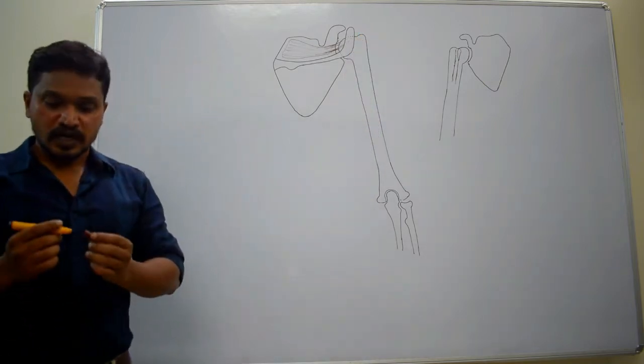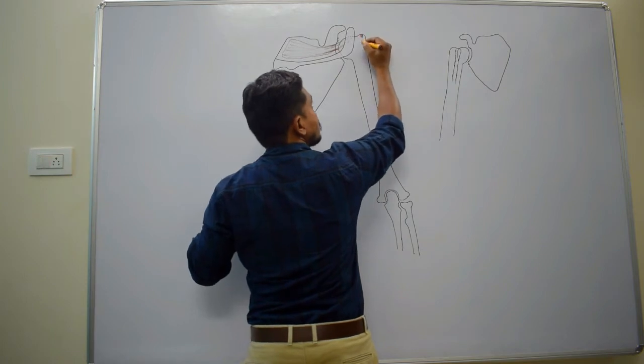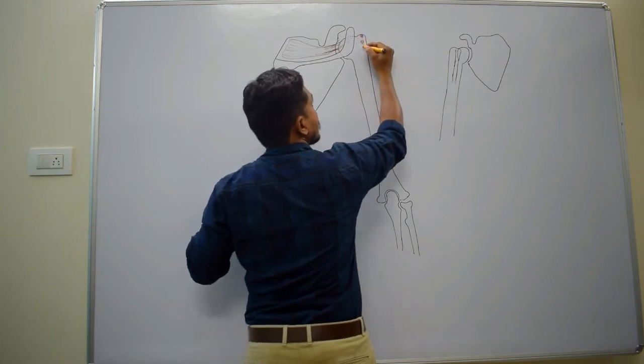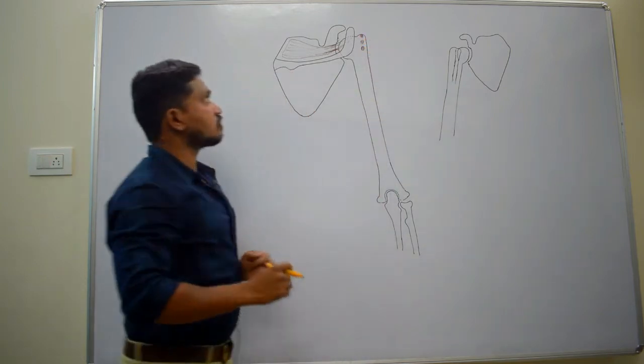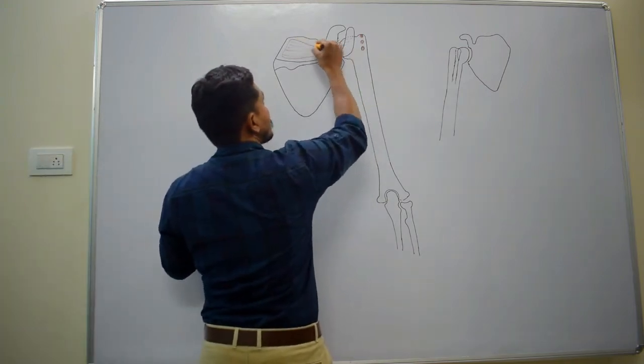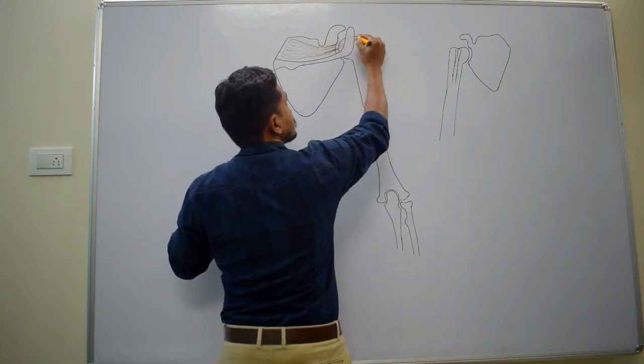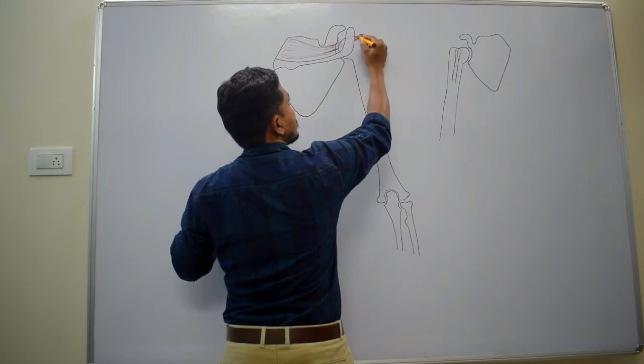Greater tuberosity. The greater tuberosity has one impression superiorly, one in the middle, and one in the lower part. There will be three impressions, right? So, the supraspinatus muscle inserts into the upper impression of the greater tuberosity of the humerus. So, this is the insertion.